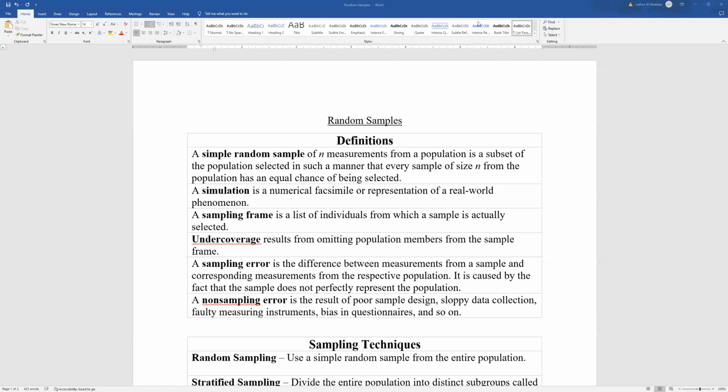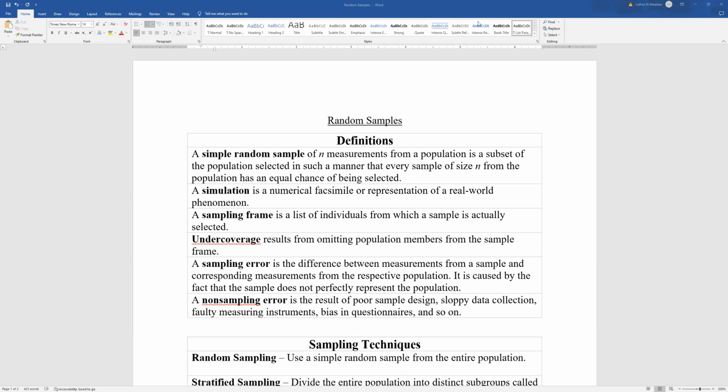All right, this is a video on random samples. We need to get some definitions out of the way as always. So a simple random sample of n measurements from a population is a subset of the population selected in such a manner that every sample of size n from the population has an equal chance of being selected.